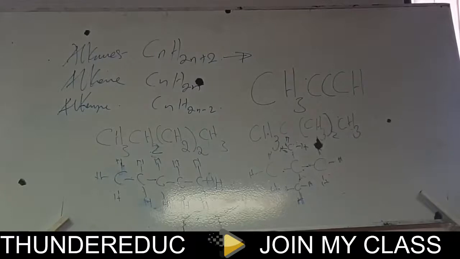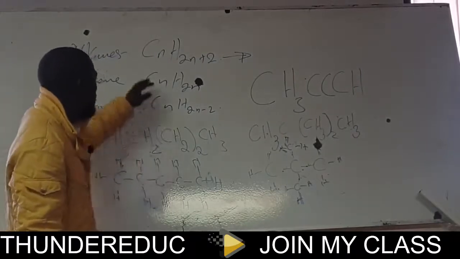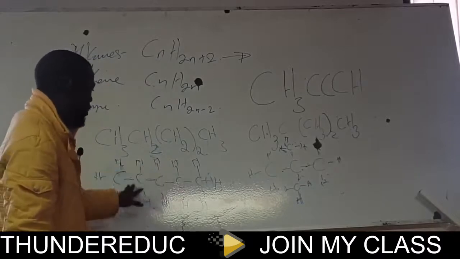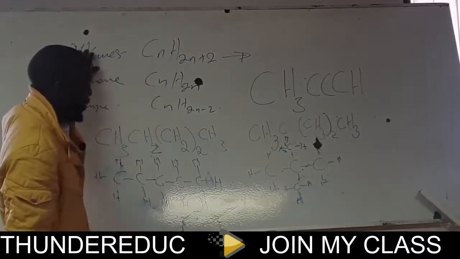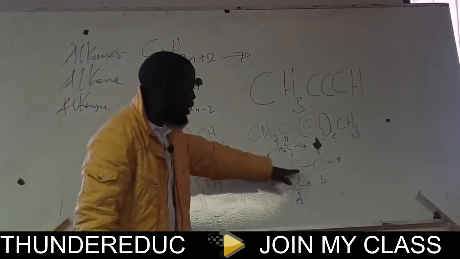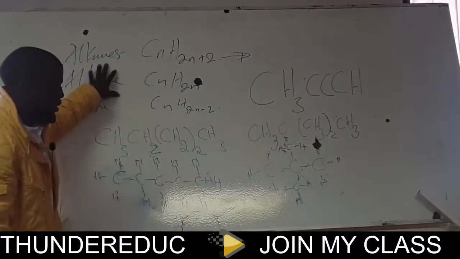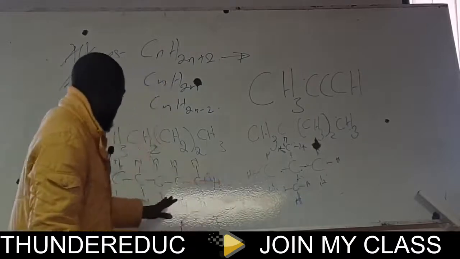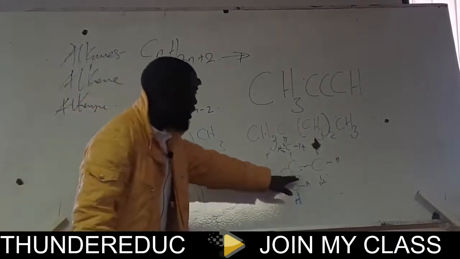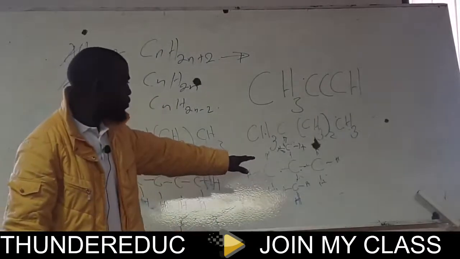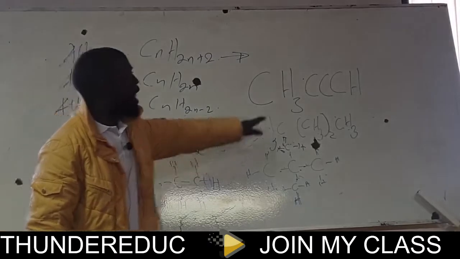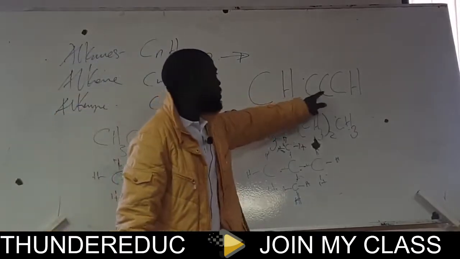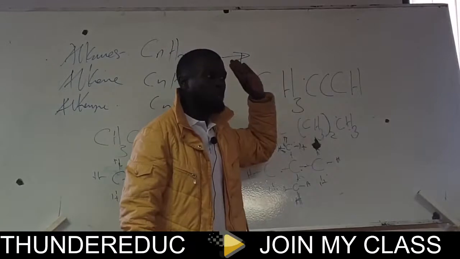Yes. Sorry? Oh, she's asking which homologous series they belong to. Because this has a single bond throughout, it's going to be an alkane. Even this one has a single bond throughout, so it's going to be an alkane. Isn't it? Okay, since this one is simple. This one is an alkyne because it has a triple bond in between.